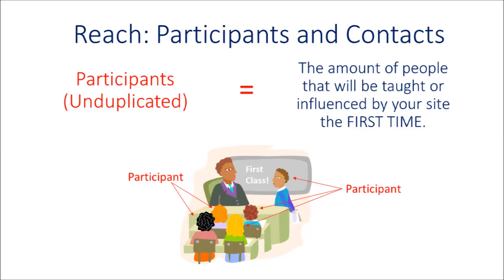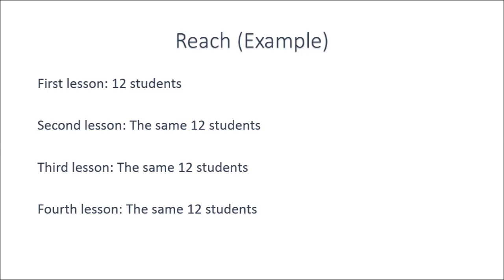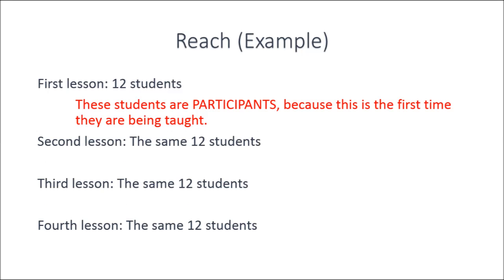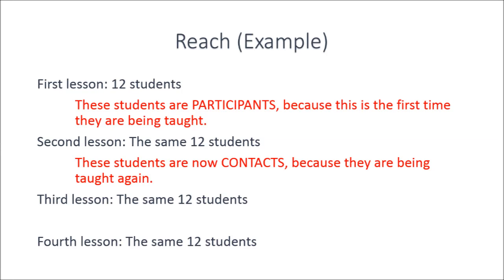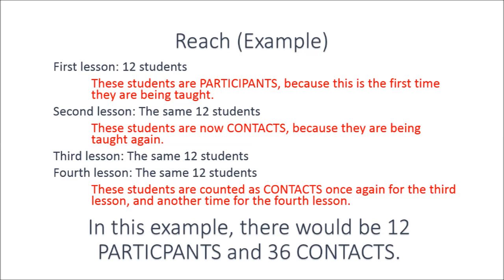The first part of this is participants, which is the amount of people that are taught for the first time at your site. The second part of this is contacts, which are the amount of people that you teach more than once. Contacts are counted each time they are taught. For instance, if you have a class of 12 students that you plan to teach 4 lessons to, and you estimate that they will show up for all 4 lessons, you would have 12 participants for the first lesson and 12 contacts each for the second, third, and fourth lessons. Overall, you would have 12 participants and 36 contacts because contacts are only counted after the first time they are taught.